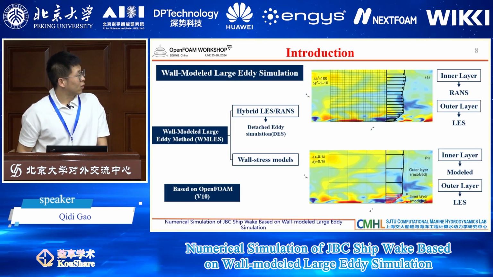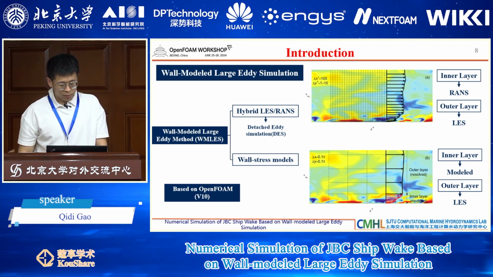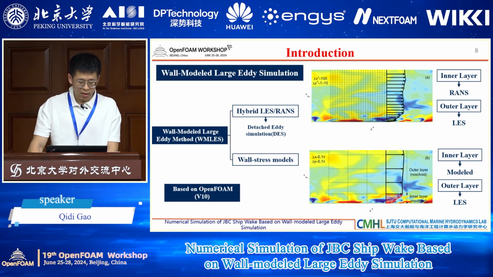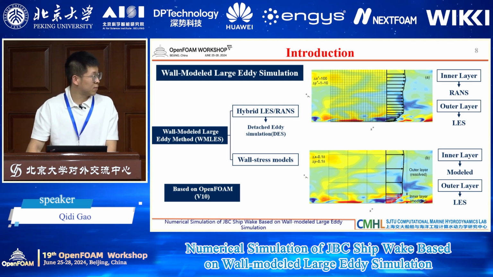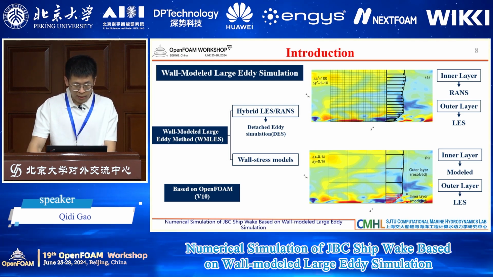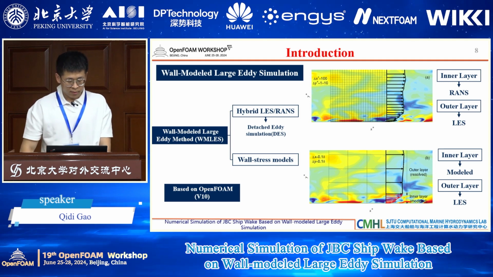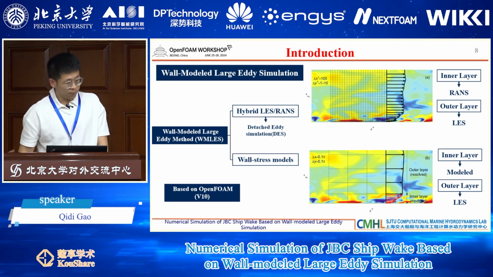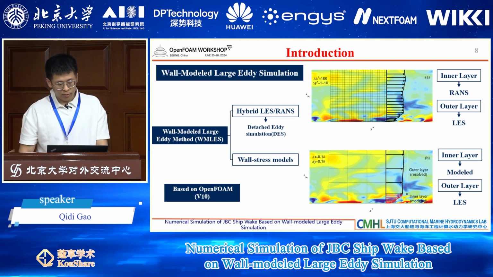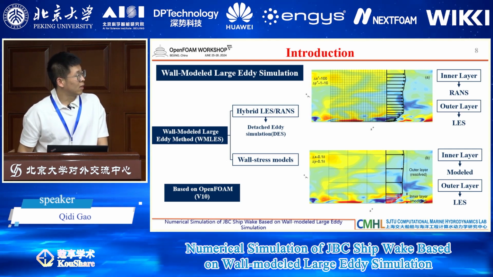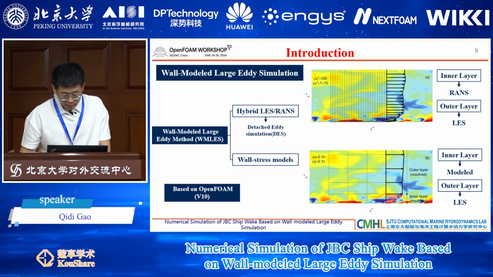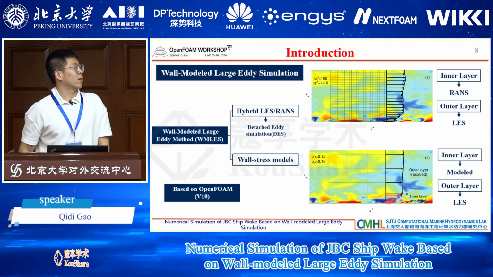And then I'll introduce the wall-modeled large eddy simulation. It has two ways. One is hybrid LES and RANS model, which we call detached eddy simulation (DES). In this way, the calculation region is divided into two parts. One is the near wall region, which we call the inner layer. We use the RANS model to solve this region. And in the outer layer, we use the LES method.